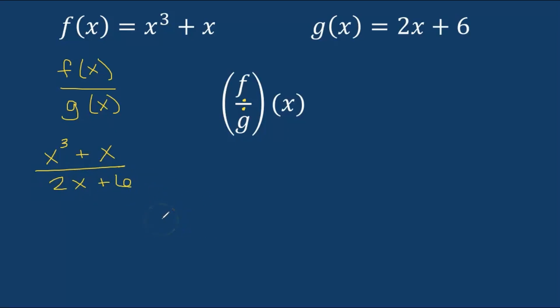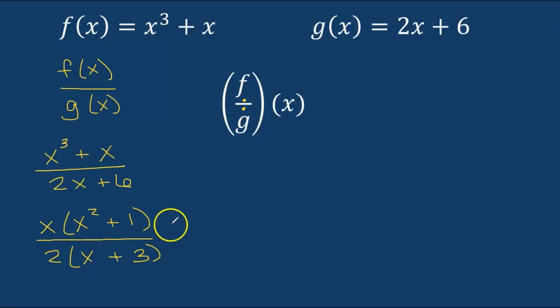In this case, we could, if we wanted to, factor out an x, which would leave us with x squared plus 1, and on the bottom, factor out a 2, which leaves us with x plus 3. In some cases, this is going to mean that we have some things we could simplify. In this case, that's not true, but I wanted to make sure to make a note to check your factoring to see if there's any simplification that needs to happen.